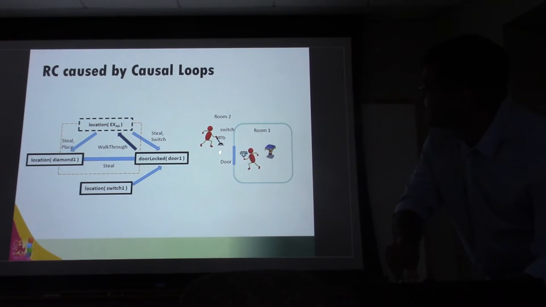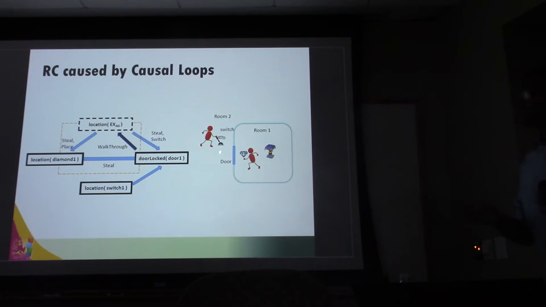What we find is that even when the causal graphs are traversable, these causal loops, like this loop here caused by this walkthrough action, can actually cause the problem to require multiple agents.